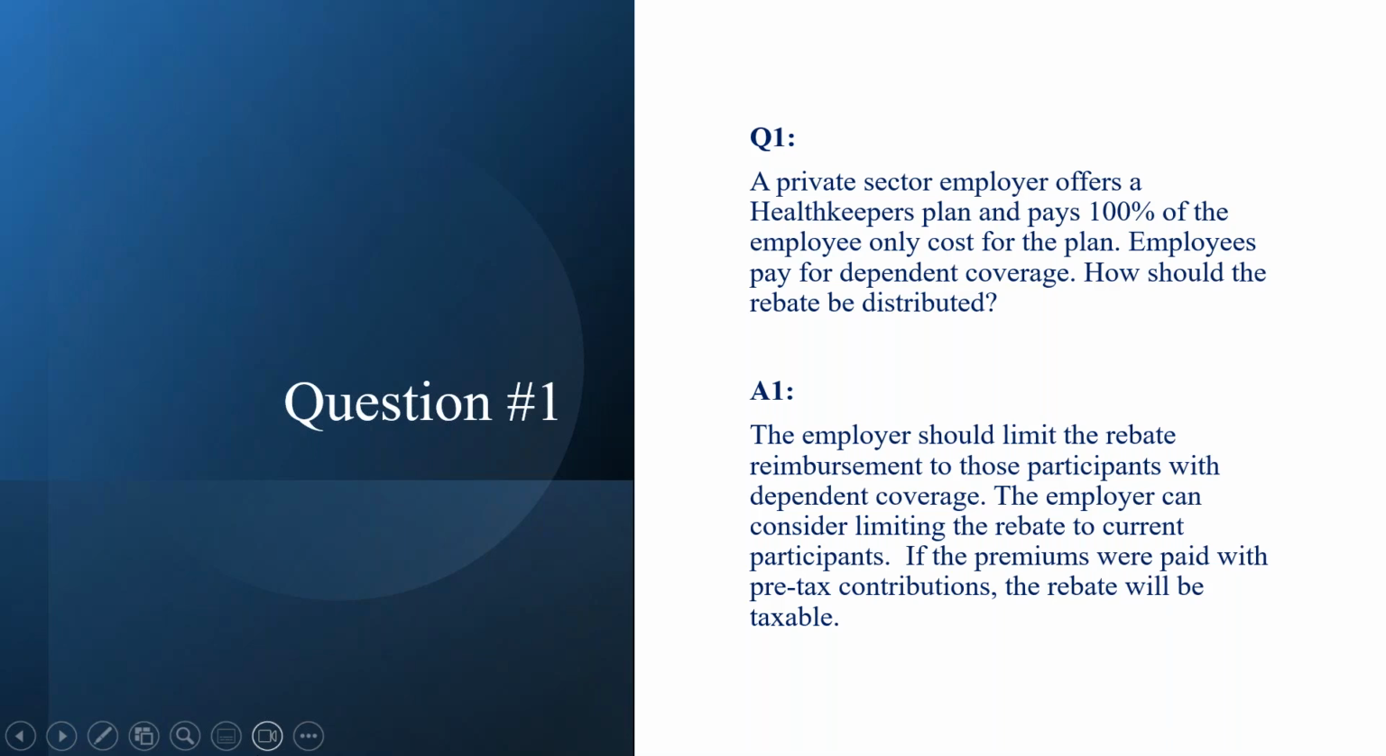So here's a question. This is a private sector employer. They offer a health plan and they pay 100% of the employee only cost. The employees pay for dependent coverage. How should the rebate be distributed? So this goes back to the plan asset issue. Since the employer is covering the entire cost for employee only coverage, really it's only those with dependent coverage that should get any sort of a rebate. You could also consider limiting the rebate to people that are currently participating with dependent coverage. And keep in mind, if the premiums were paid with pre-tax dollars, then the rebate will be taxable. So it's either a taxable check or you could do a premium holiday.